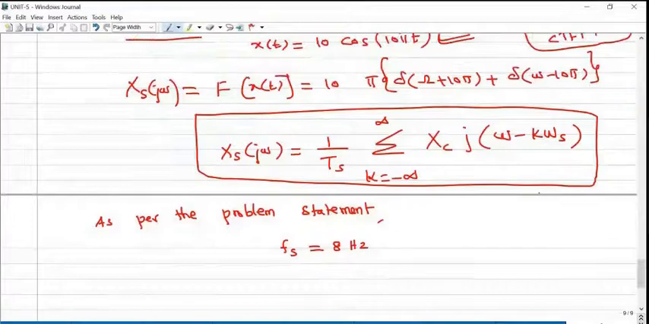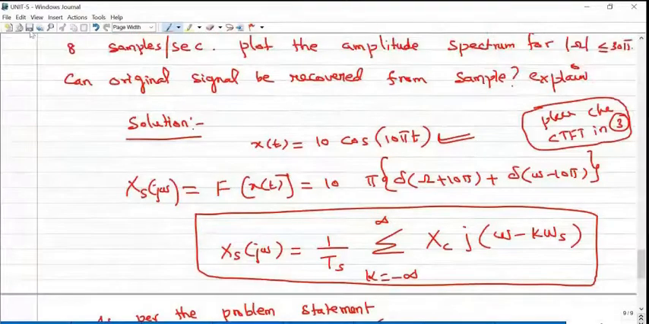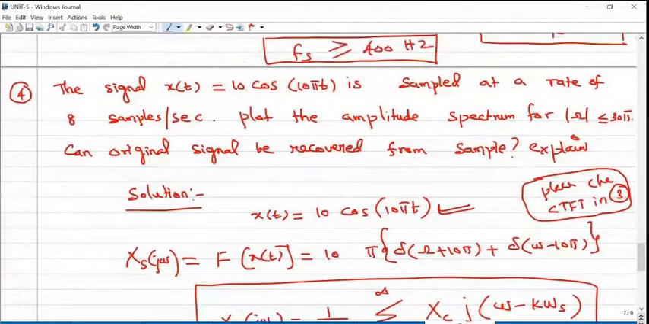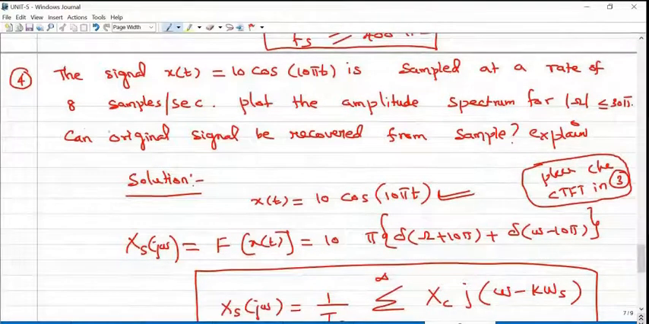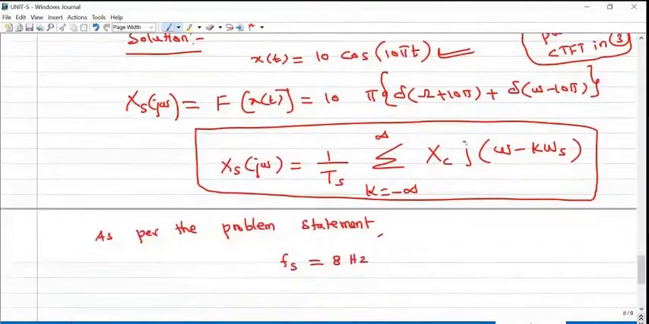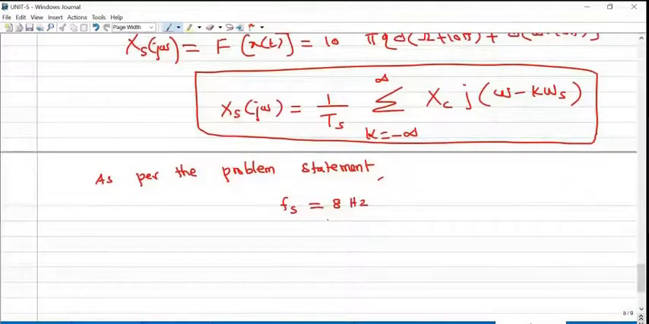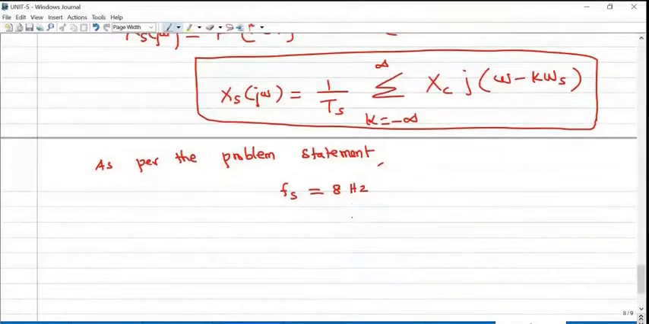So where I left off, the formula X s of j omega. x of t equal to 10 cos 10 pi t, sampled at the rate of 8 samples per second. We need to plot the magnitude spectrum and check whether the signal can be recovered or not. As per the problem statement, Fs equal to 8 hertz.